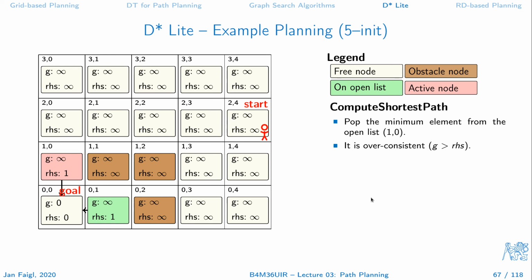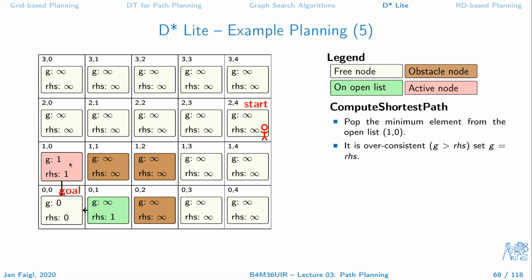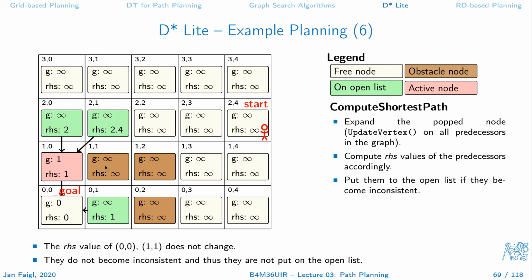Okay. Now we continue. So we pop the minimum element. Let's in this case be this one. It's again over consistent. So we set G to 1. And we follow again. This is consistent because we move from free space to obstacle. This is infinity. And here we update the one step look ahead. So we have this G value 1 plus 1 is 2 and diagonal 2.4. And we put that to the open list.